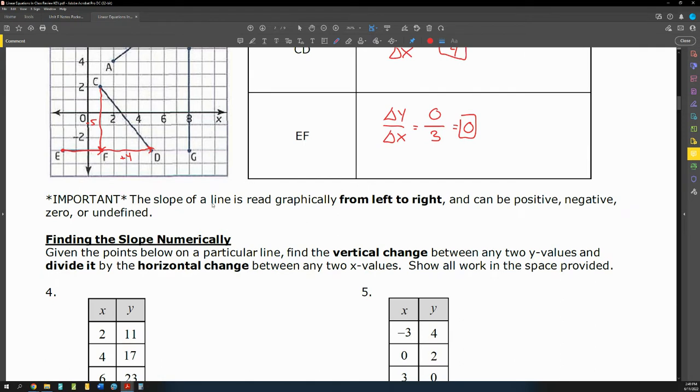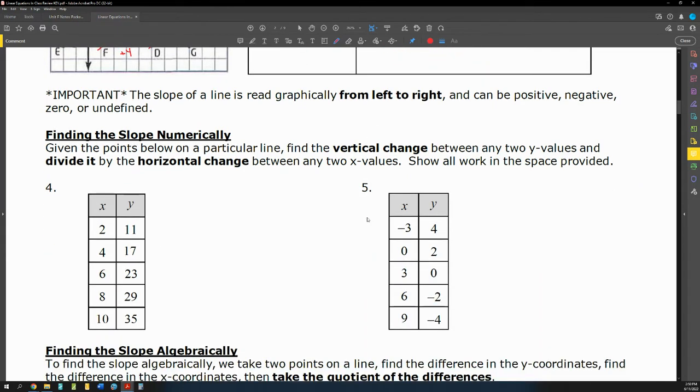Very important, the slope of a line is read graphically from left to right. So as we're looking at these segments, these lines, the slope between the 2 points, we're going to read it from the left point to the right point. And depending on whether or not the graph is going upward, downward, not going up or down at all, or it's completely vertical, that's going to tell us if the slope is positive, negative, 0, or undefined, respectively.